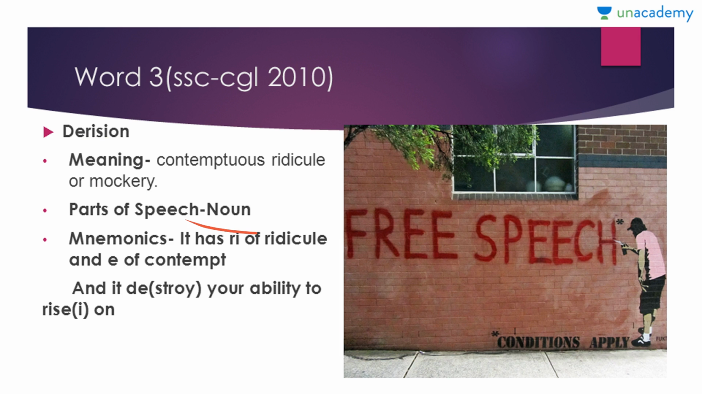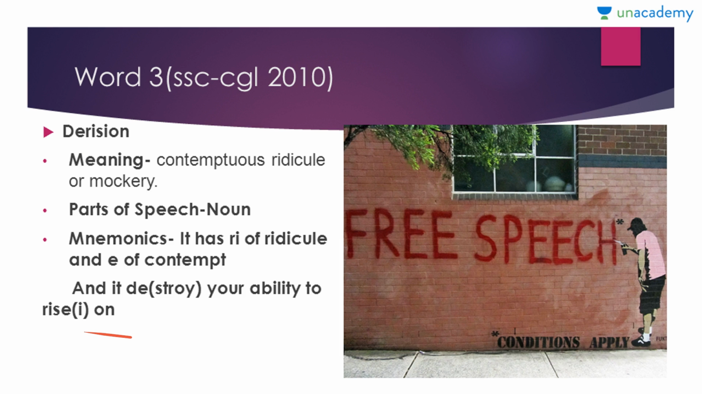And the part of speech is noun. So let's see the mnemonics here. It has ri of ridicule. So derision has this ri here of ridicule, and e of contempt. So de, this e, and it destroys, de of derision, your ability to rise. So this rise is, which is here, rise on. So de-rise on.